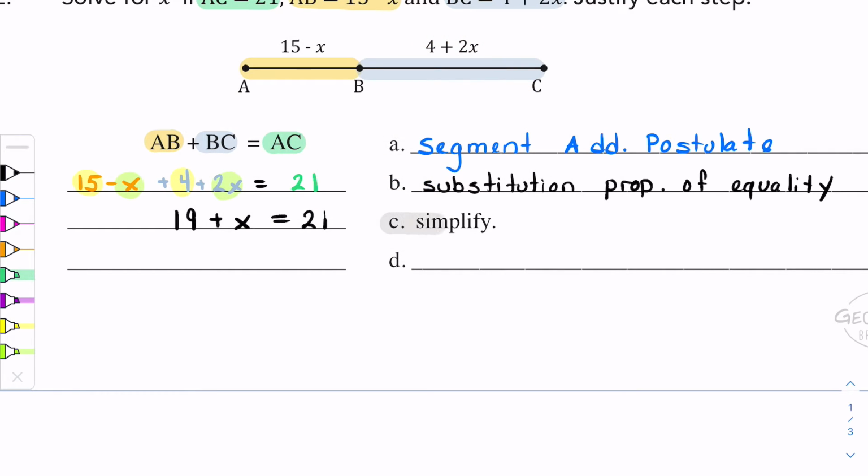And check out how we just wrote simplify. I don't mind if you write simplify or if you change it and you write combine like terms, but just explain what you're doing here. And this is on your vocab sheet.